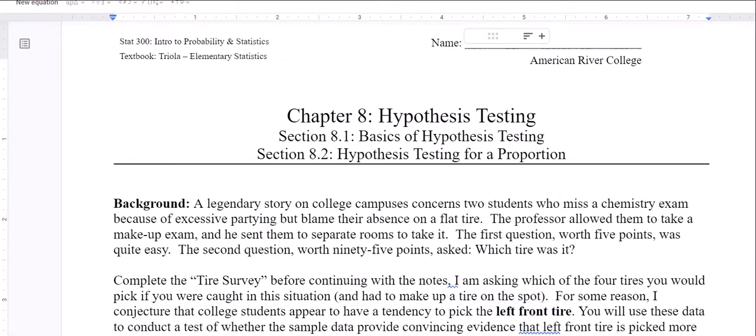Hey everyone, in this video we're going to tackle hypothesis testing. So we're going to go over the basics of hypothesis testing and then we're going to do an example with testing for a proportion. So we're kind of going to do it all together.